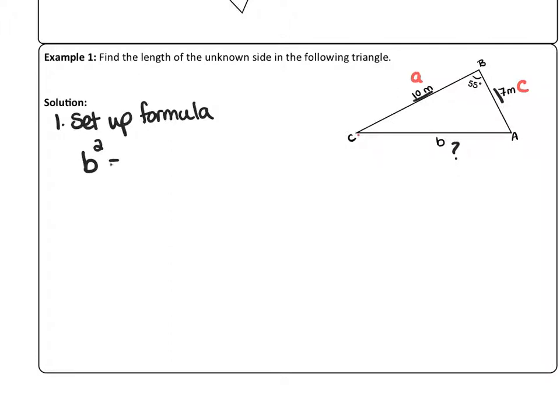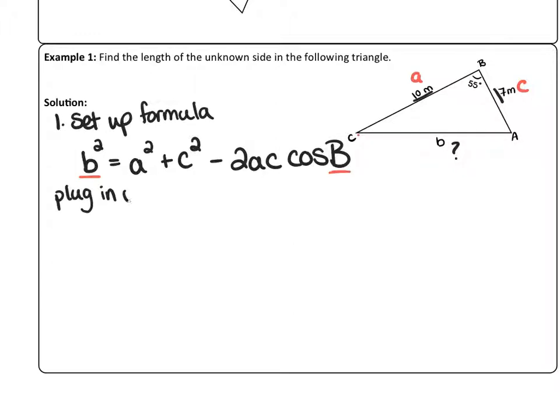B squared equals. Now it doesn't matter what order these ones go in, so I'll just do A first. A squared plus C squared minus 2A times C, and then the cos of angle B. So there we have it set up correctly, because this is the side we're looking for, and this is the angle that we have. So then once you've done that, you're going to plug in the values, and then we'll solve it.